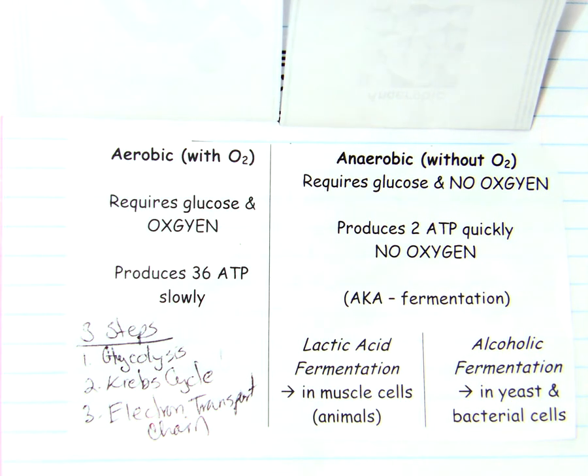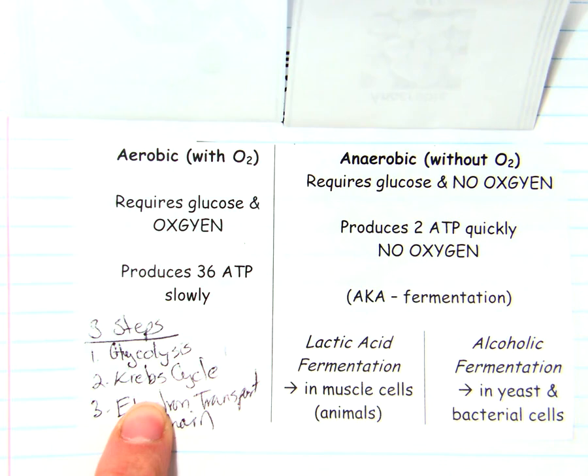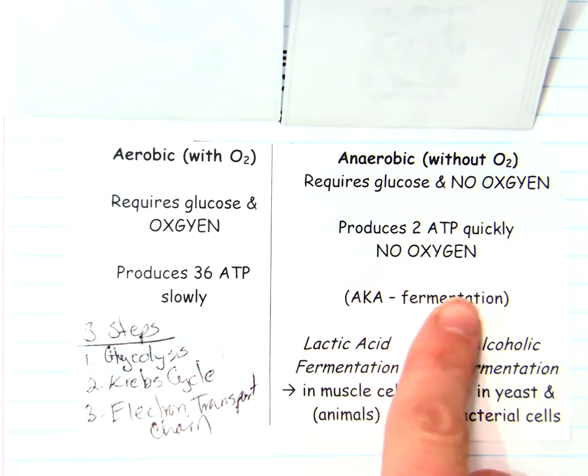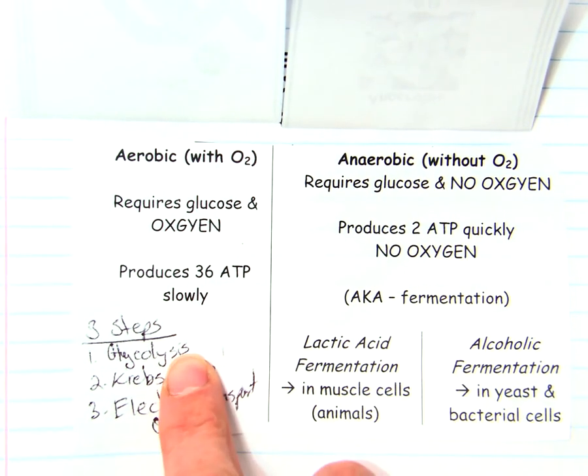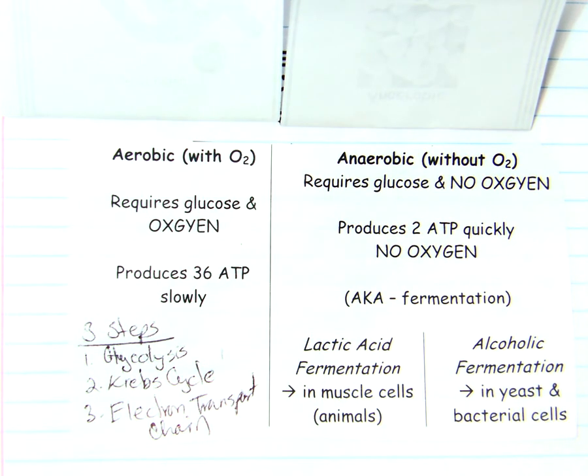When you say quickly or slowly, how fast is that? Both of them are still fairly quick. Okay. So by slowly, this one has to go through 3 steps. The aerobic, 1, 2, 3. Anaerobic only goes through the glycolysis. It only goes through 1 step. So it's still fairly quick, but 1 step is always quicker than 3 steps.